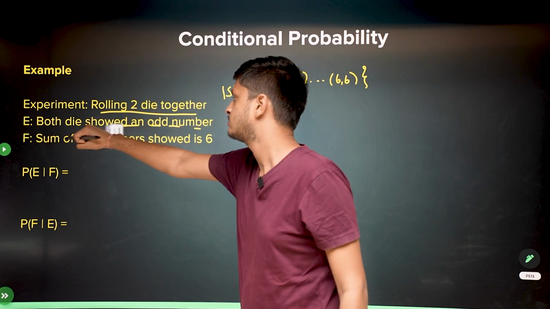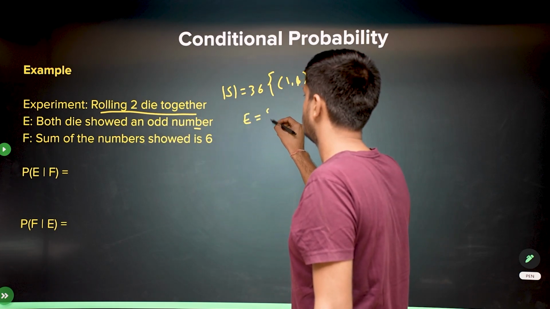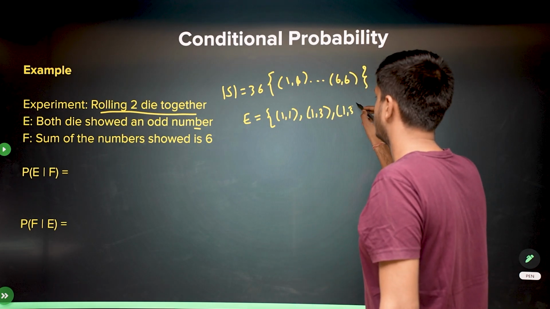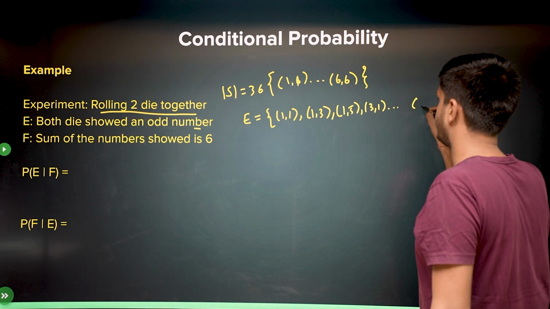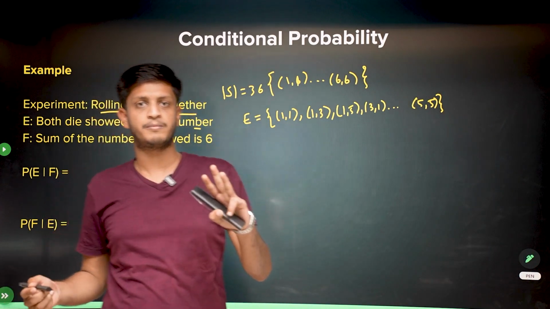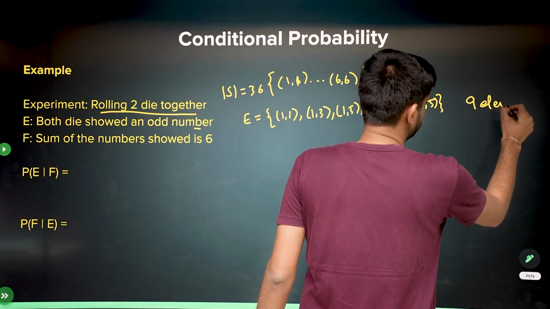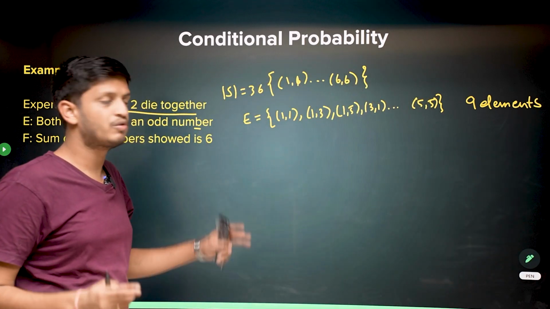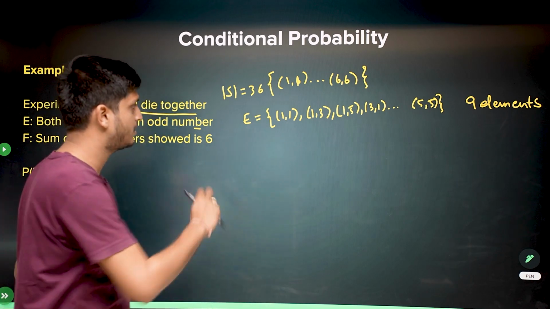How many elements will be there in E? Think about it. Both dice showed an odd number, which means you can have 1,1, both are odd. You can have 1,3, you can have 1,5, and you can have 3,1, and so on. At the end you will have 5,5. Both dice should have an odd number. So you have 3 odd numbers, so 3 into 3, there will be 9 elements. Initially, when you had 6 elements, you had 36 cases. Now you have only 3 elements: only 1, 3, 5 can be on the first place, and 1, 3, 5 can be on the second place. So there are 9 elements in the event E.